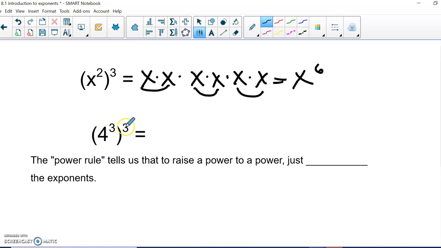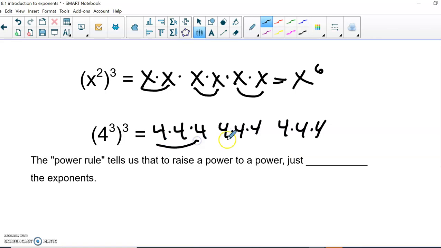Let's try it with 4's. Now we want 3 sets of 4 to the third power. So that's 1, 2, and 3. Okay, so here's one set of 4 to the third, 2, 3, and you can see we ended up with 9 4's. So again, you probably see the secret.